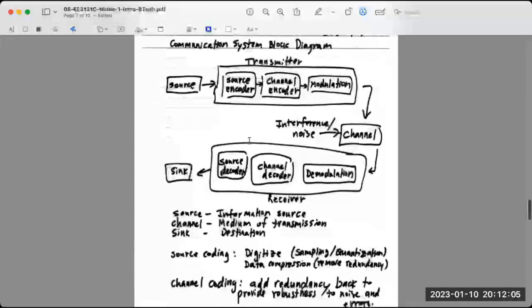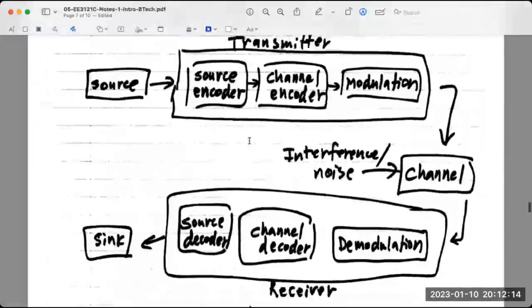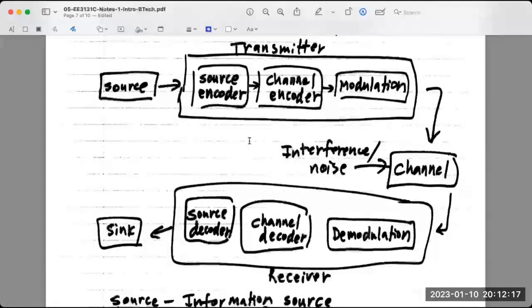Okay, so now let's talk about the communication system block diagram. This is the first time that we're seeing the entire communication system. Essentially this is a digital communication system, because an analog communication system only has a source and the analog modulation. But digital is much more powerful. You can do things like source coding and channel coding. At the transmitter you have your source of information. You go through the transmitter. The transmitter has a source encoder, a channel encoder, and a modulator.